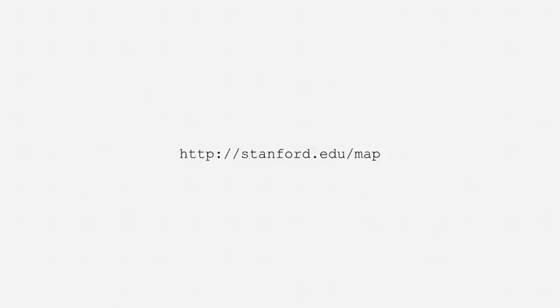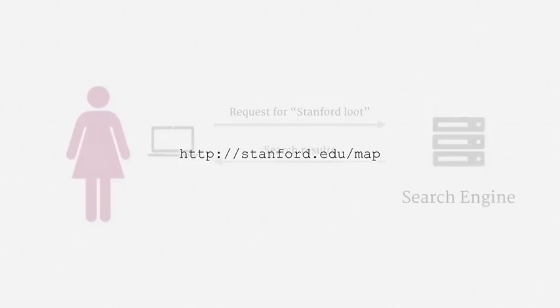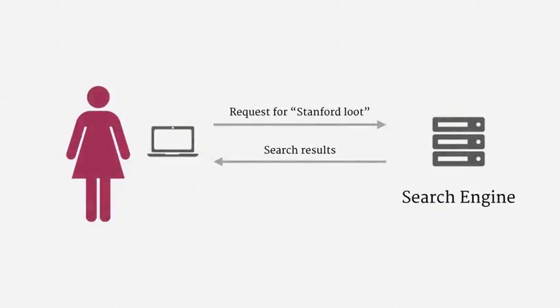Alternatively, Alice might request a dynamic web page. Imagine Alice wants to know where Stanford keeps its valuables. She might run a web search, say for Stanford loot, and a search engine would provide a response. The URL for the search results page might look something like this. Note the question mark in the middle of the URL. That's commonly used to separate a list of parameters that the user has provided. Here, it's a search query for Stanford loot.